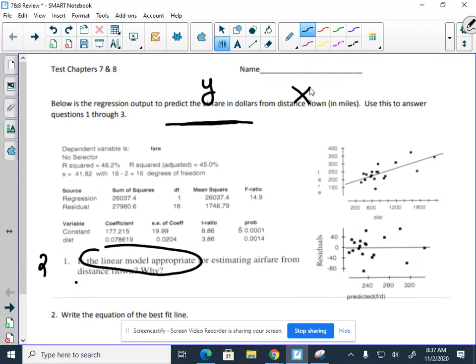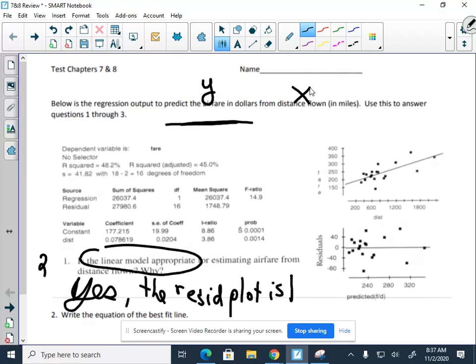I would make 2 points. First of all, you would say yes, because the residual plot is random. If it wasn't random, if it had some sort of pattern, some sort of curve, then you would say no, a linear model is not appropriate, because the residual plot is curved. Write the equation.